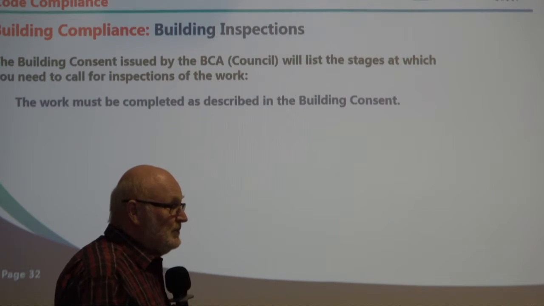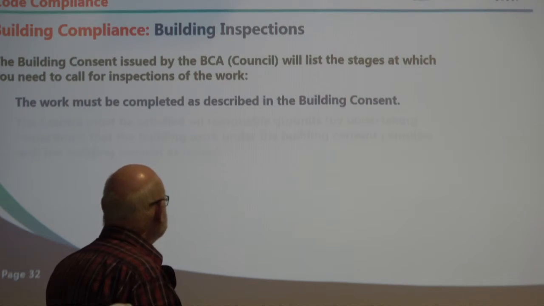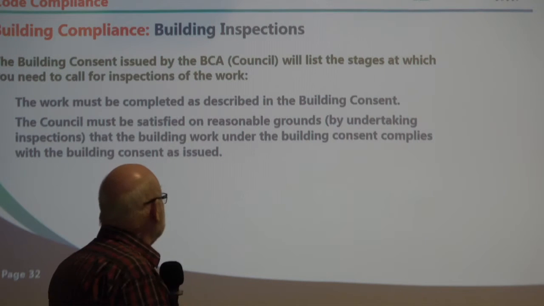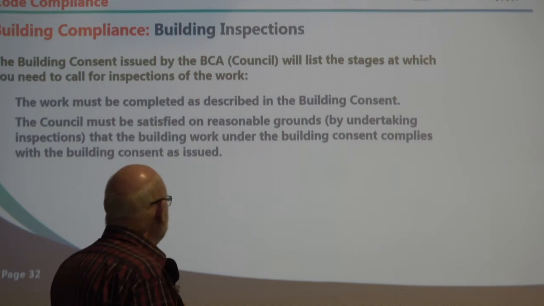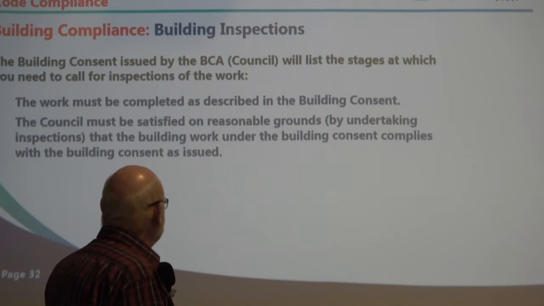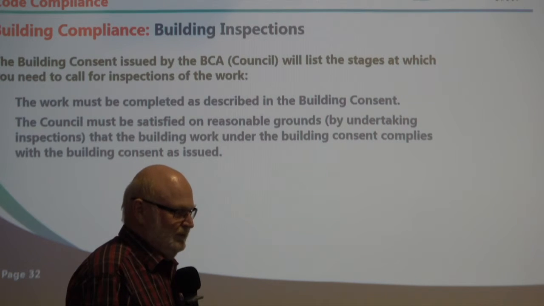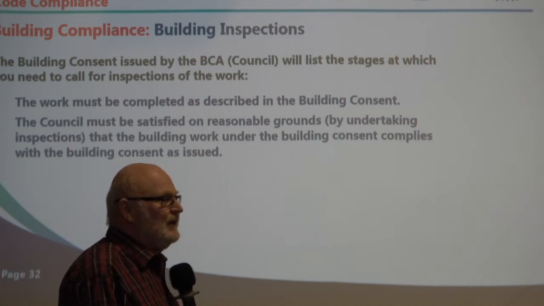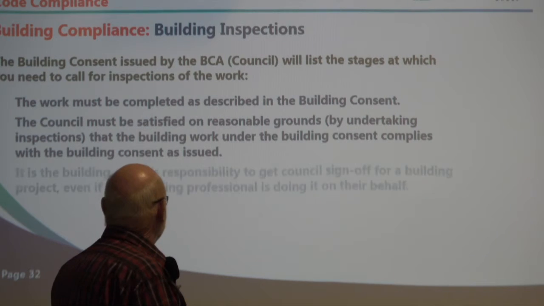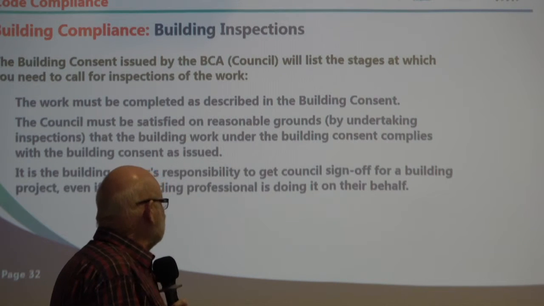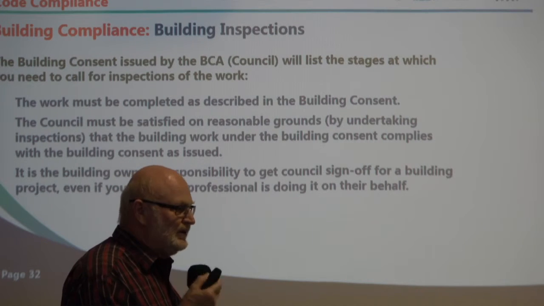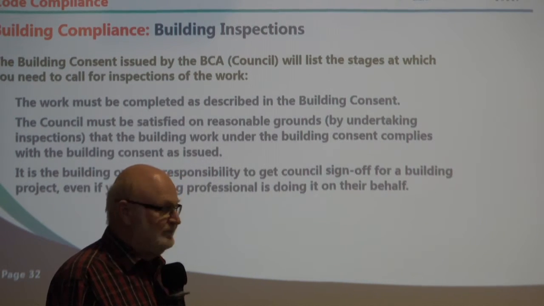So, as I've said many times, the work must be completed as described in the building consent, and the council must be satisfied on reasonable grounds, undertaken by inspection, that the building work under the building consent complies with the building consent as issued. Okay, so you must build it as you said you were going to build it, and they must be satisfied. It is the building owner's responsibility to get the council sign-off. The ultimate responsibility is the building owner, not you as the contractor.